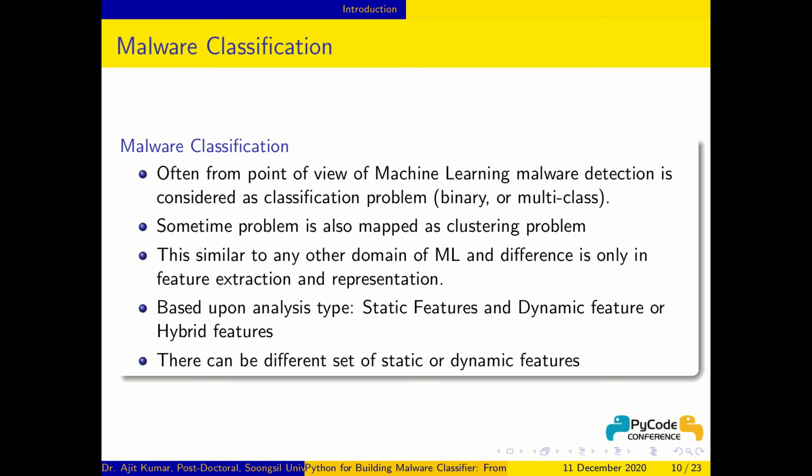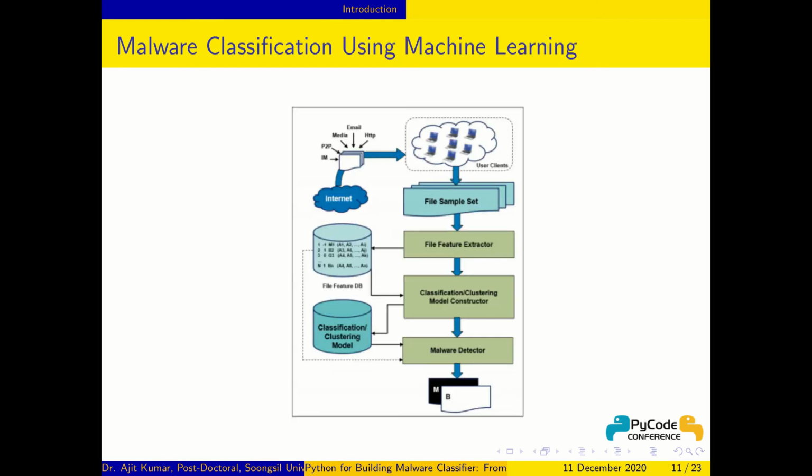There can be different sets of static or dynamic features based upon your idea, what you want to do, and what you think is a good feature for that. And then this is a classification problem: how we build malware classification using machine learning.